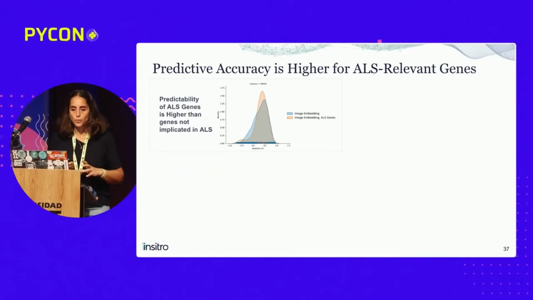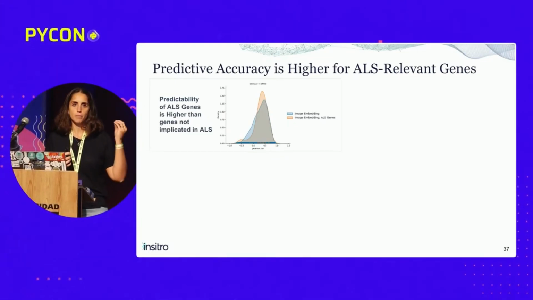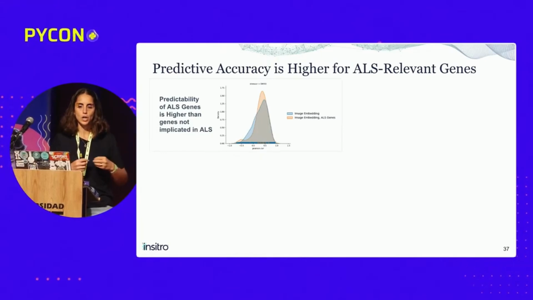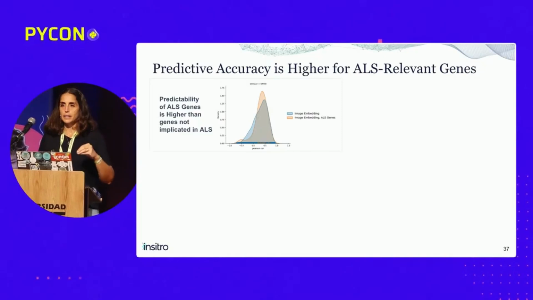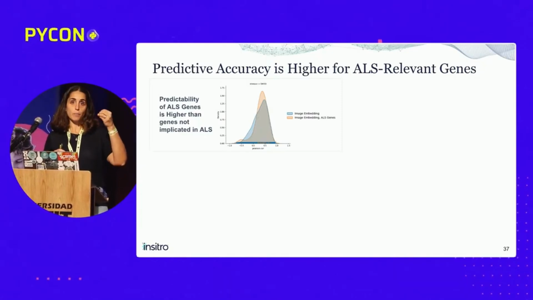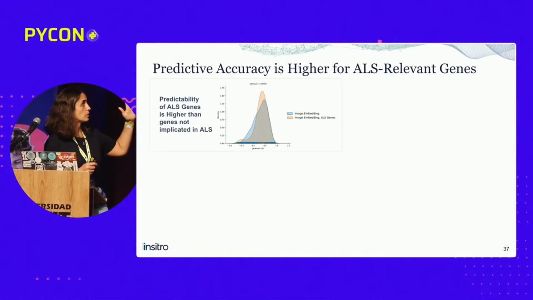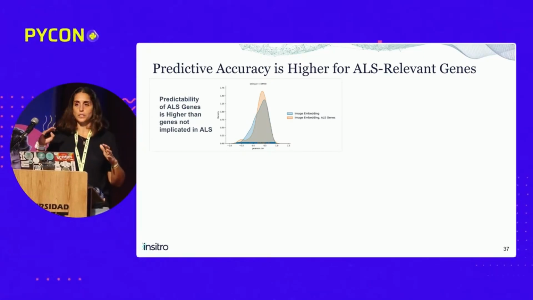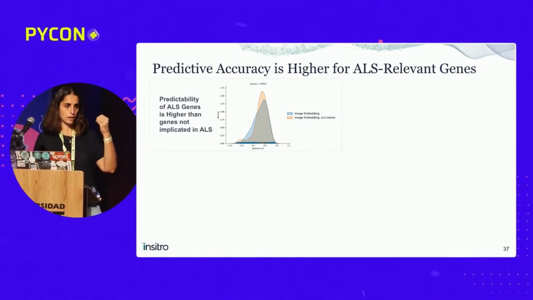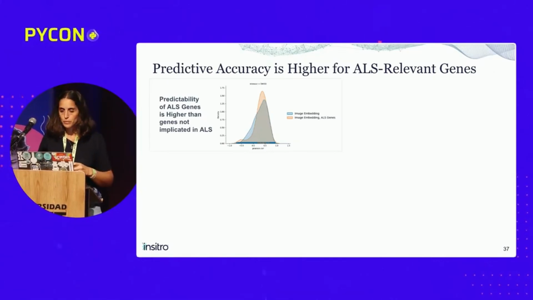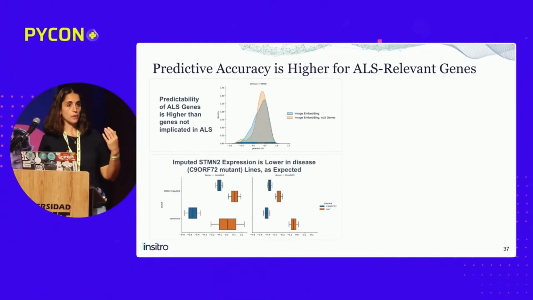Okay, so when we looked at the predictability of ALS genes, are the embeddings able to predict all the genes? This is what we have in blue. Are the embeddings able to predict genes that have been known to be associated with the disease ALS? We found that the predictability of the genes implicated in ALS was higher, yet again suggesting that the embeddings are carrying some biological information.